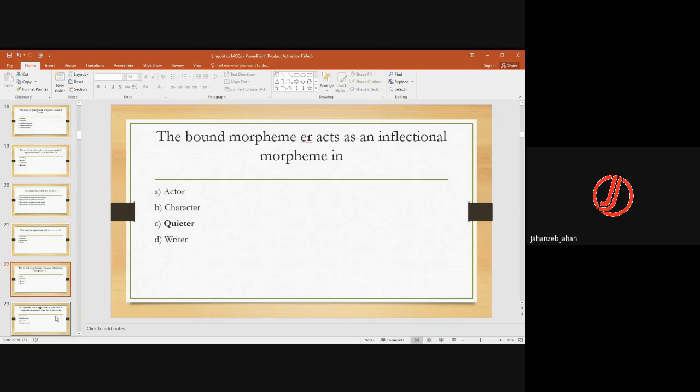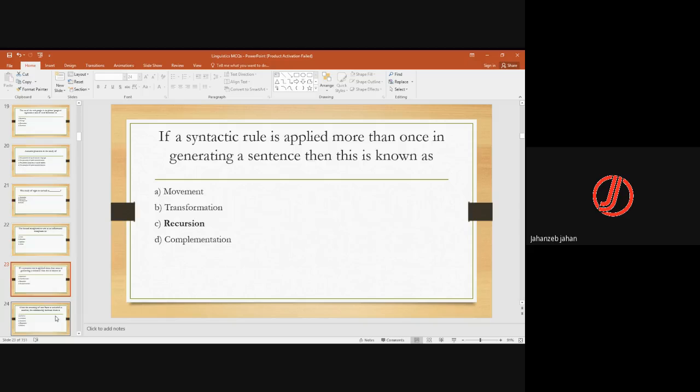The bound morpheme acts as inflectional morpheme in quieter. So हमारे पास bound morpheme होते हैं जो आगे further derivational और inflectional morpheme में change होते हैं. Derivational morpheme वो होते हैं जिनको use करने से हम मुख्तलिफ नए words को derive कर सकते हैं. Inflections में हम s या es का इजाफा कर सकते हैं, लेकिन इससे class change नहीं होती.